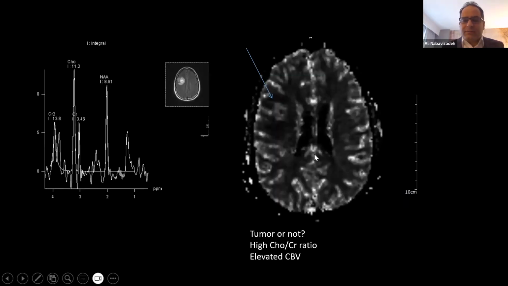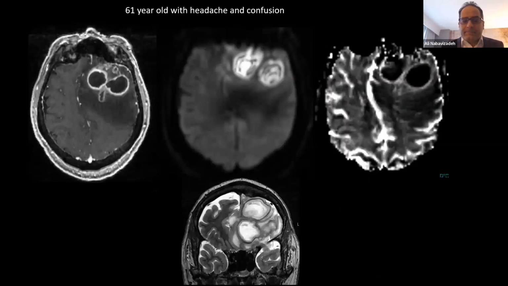Perfusion showed moderate elevation. Cold creatinine was elevated. This patient underwent sampling of this, and this turned out to be a fungal abscess.